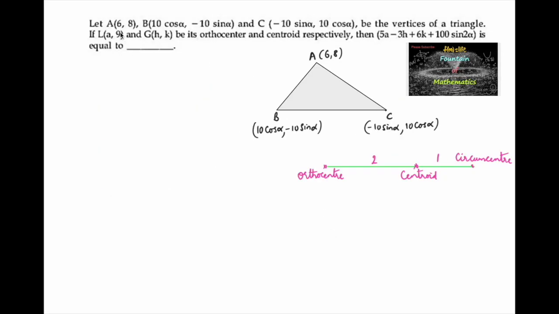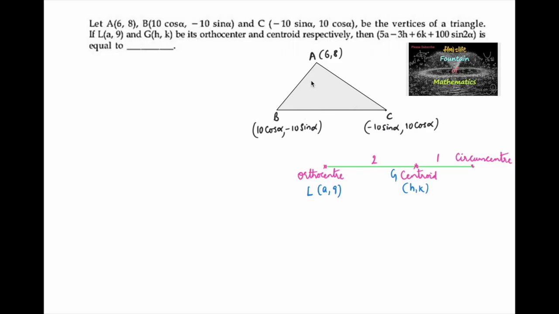Given vertices A (6, 8), B (10 cos alpha, minus 10 sin alpha), and C (minus 10 sin alpha, 10 cos alpha) of a triangle. Let the orthocenter be (a, 9) and the centroid be (h, k) respectively. Then we need to find 5a minus 3h plus 6k plus 100 times sine 2 alpha.